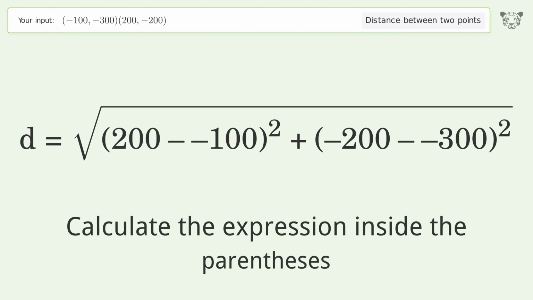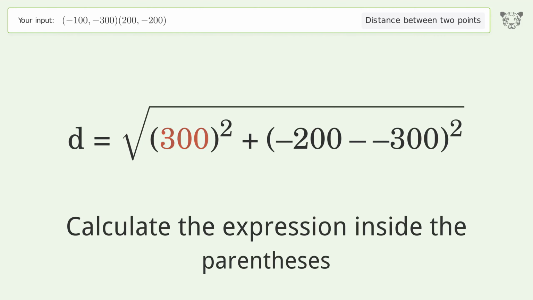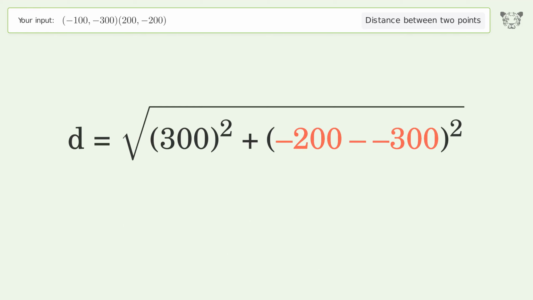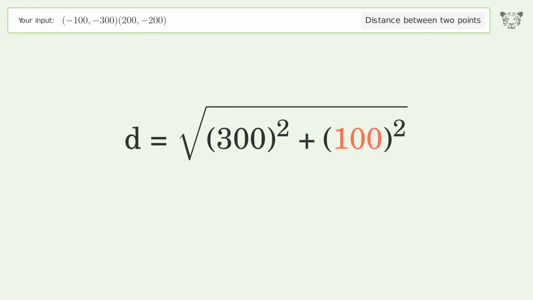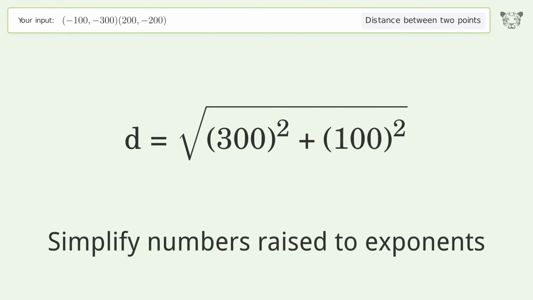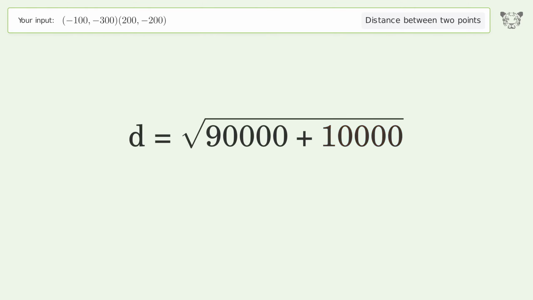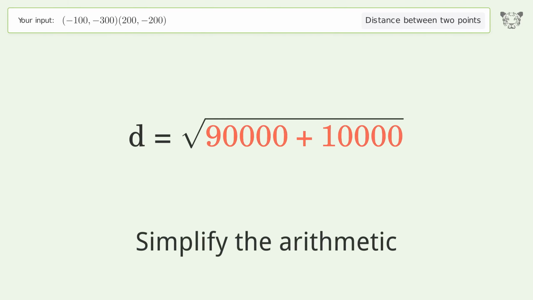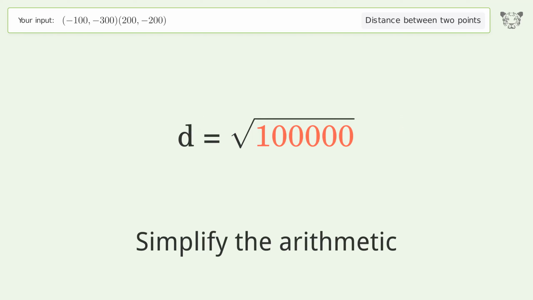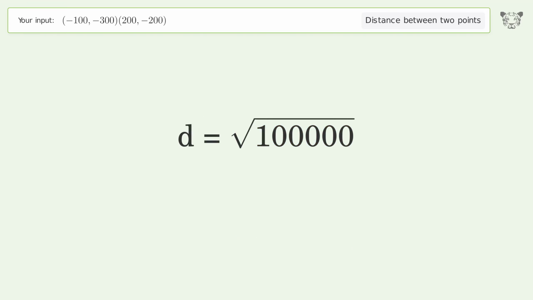Calculate the expression inside the parentheses. Simplify numbers raised to exponents. Simplify the arithmetic. And so the distance between the 2 points is the square root of 100,000, or 316.228.